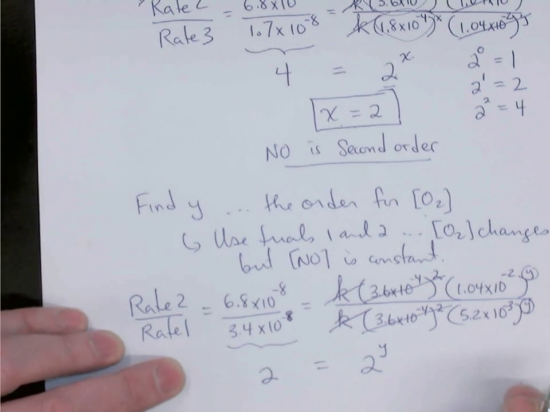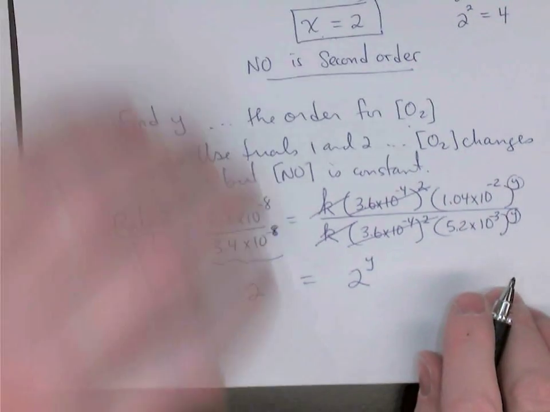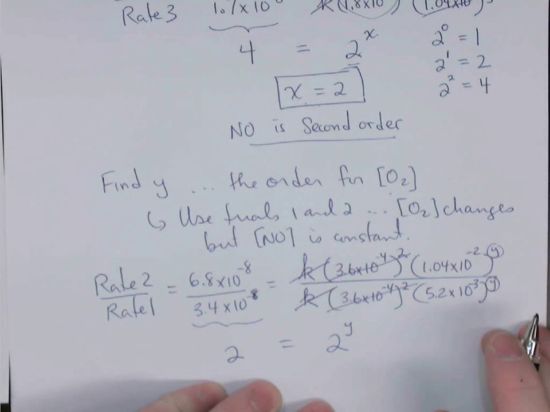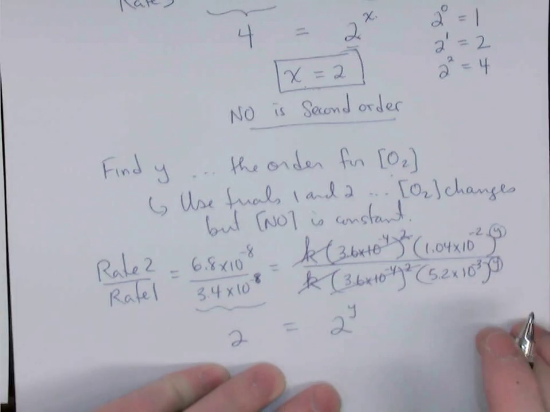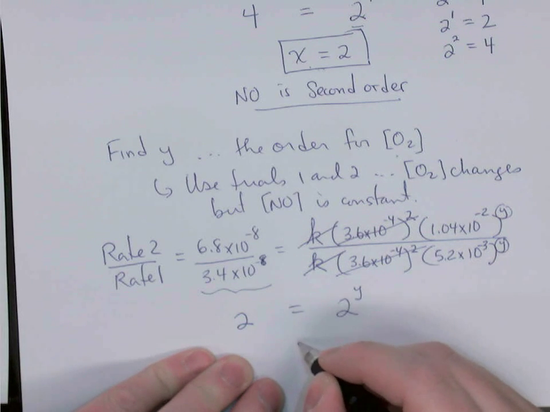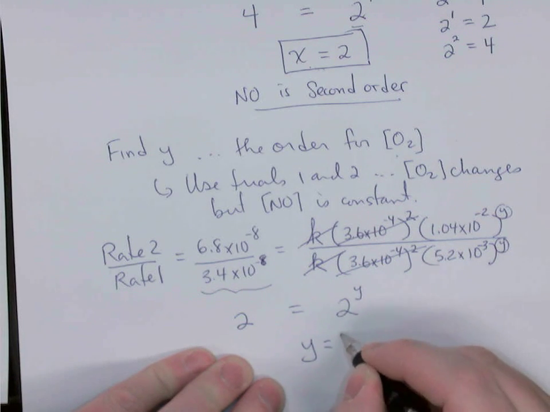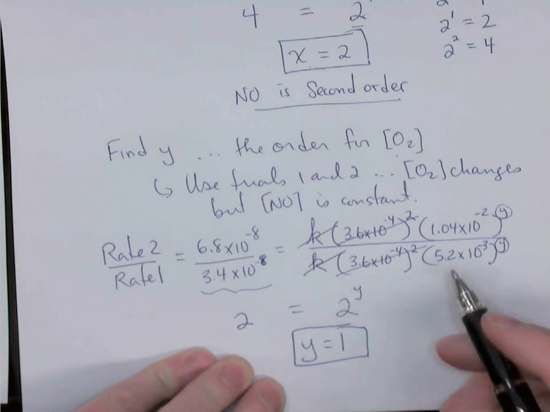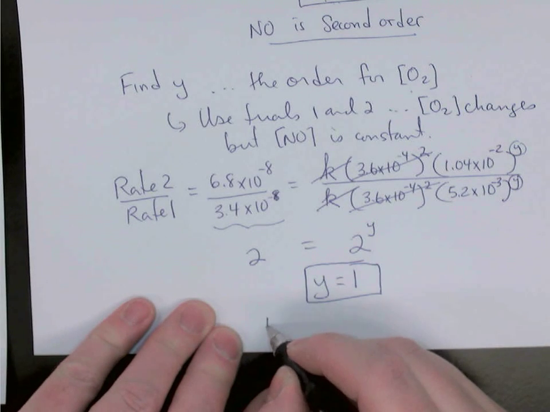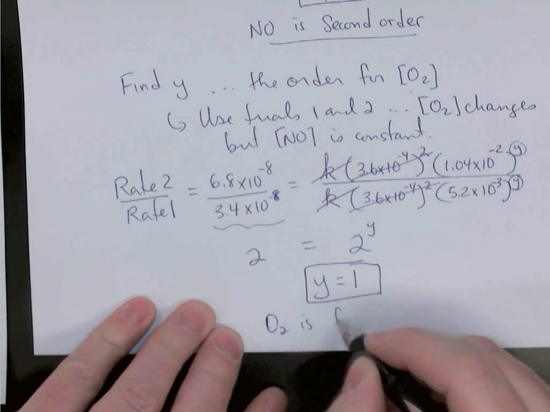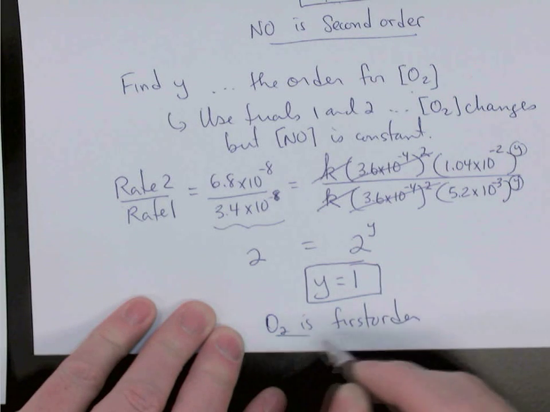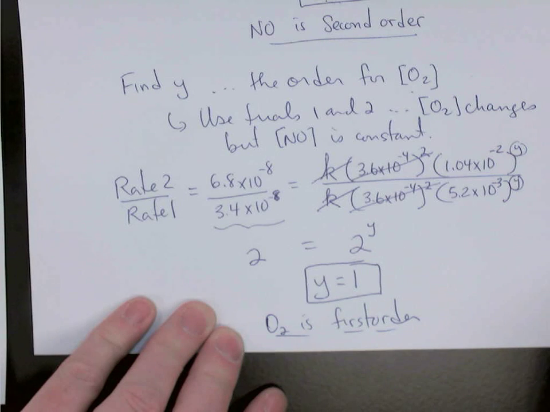And then, thinking again of those powers earlier, 2 to the power of 0 was 1, 2 to the power of 1 is 2. Since we have 2 to the y is 2, we can see therefore y must have been a 1. 2 to the power of 1 is 2. And now we would say that the oxygen, the O2, is first order. First order because its order was a 1.